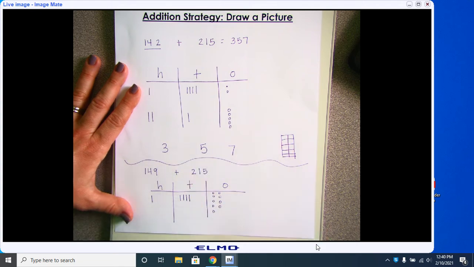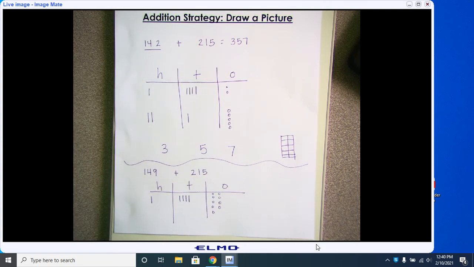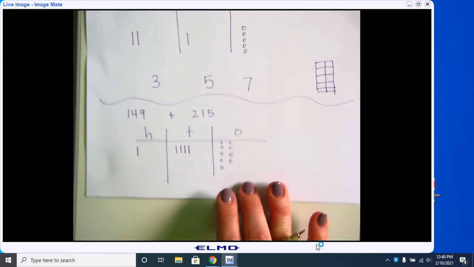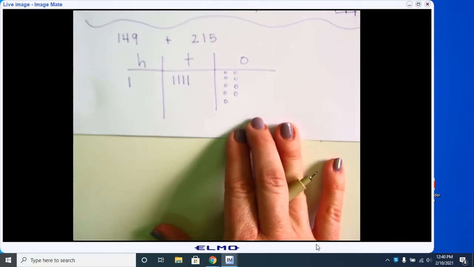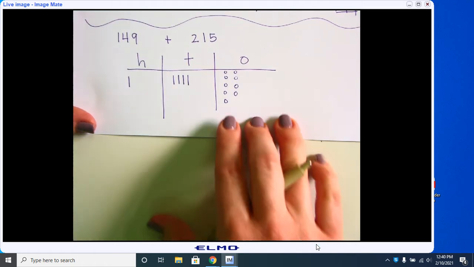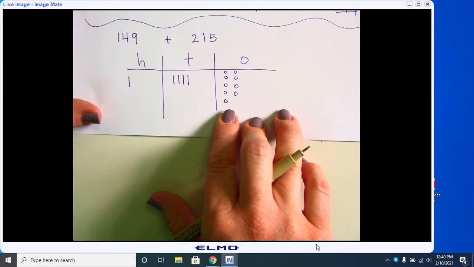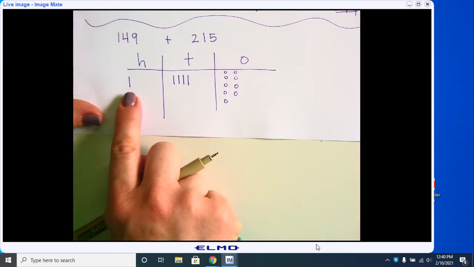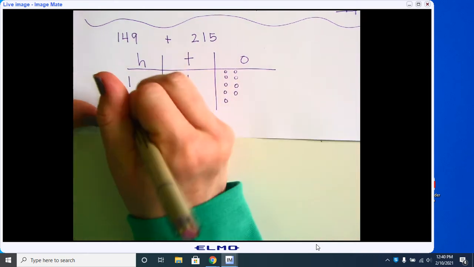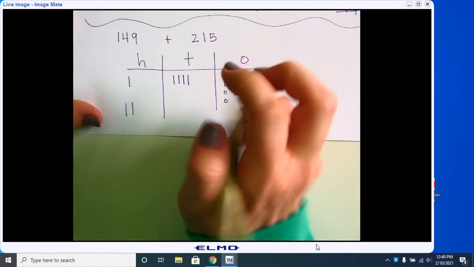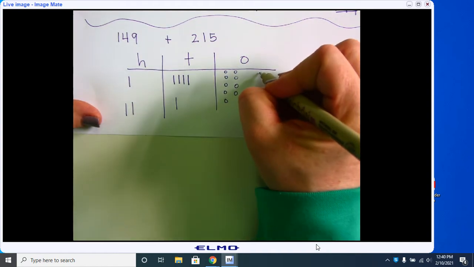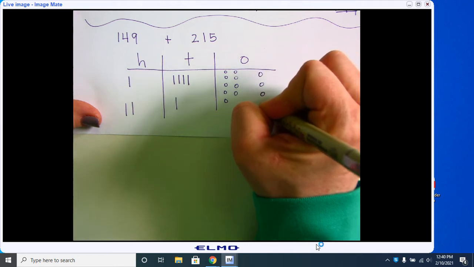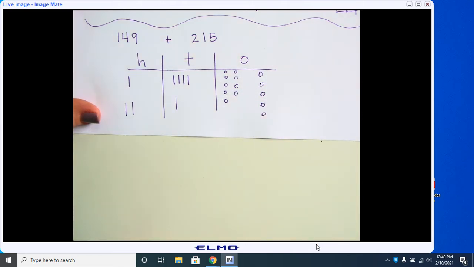If you draw them all over the place, sometimes it's hard to count up how many you have in total. All right, so 149, 2 hundreds, 1 ten, 5 ones. Now I'm going to draw the 5 ones: 1, 2, 3, 4, 5. Okay, so then I've got to count my total.